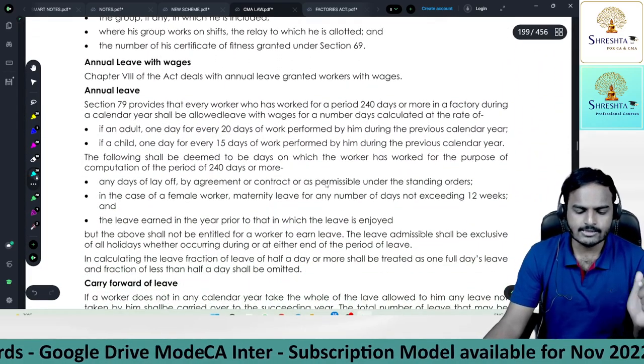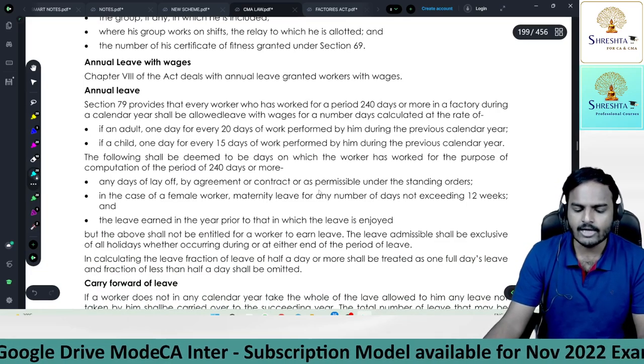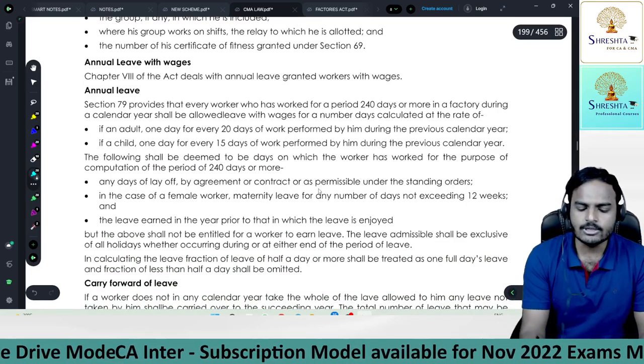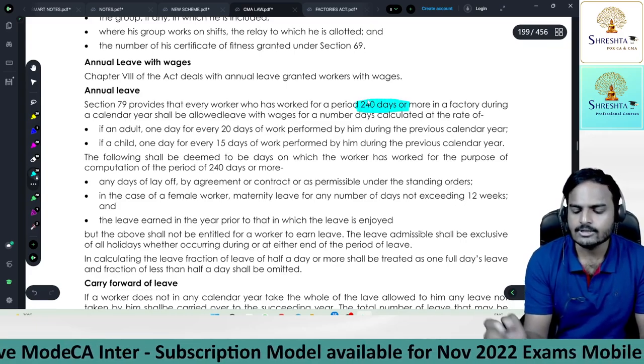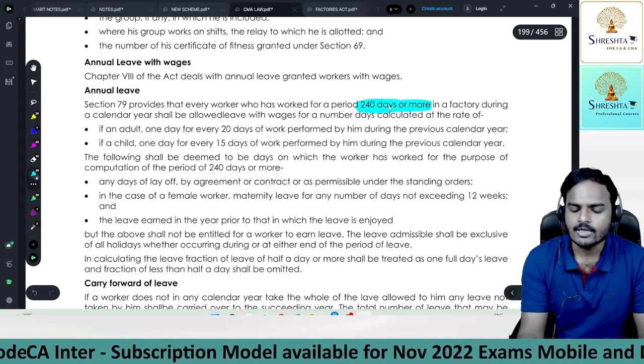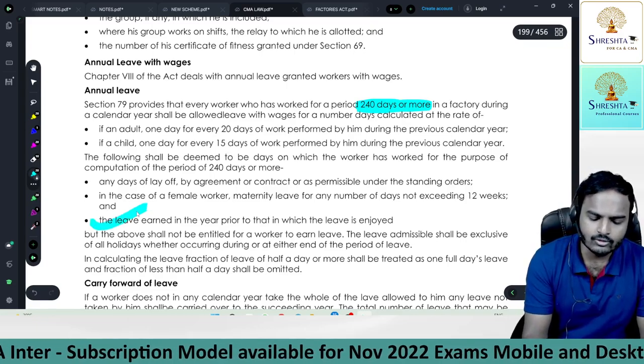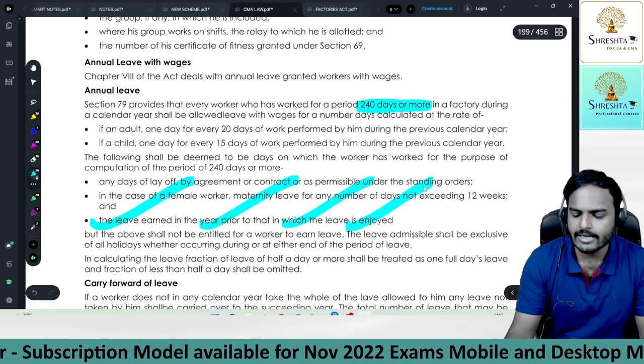Registers, you need to maintain registers. Annual leave with wages. Just now I told you, annual leave with wages. So, eligibility. Who are eligible to get annual leave with wages? Persons who work for 240 days. But while counting 240, these days shall be included.